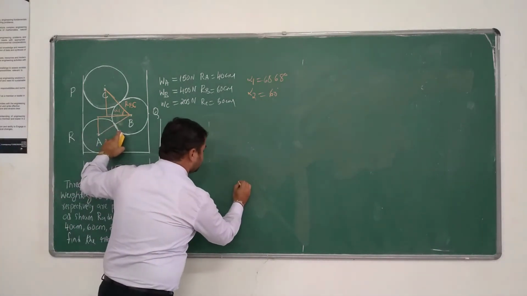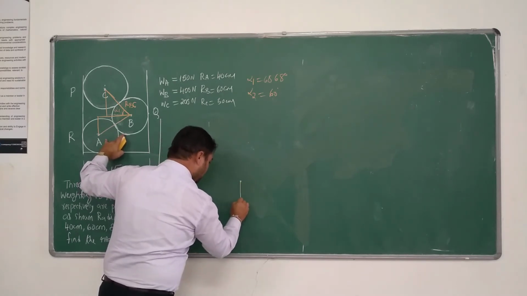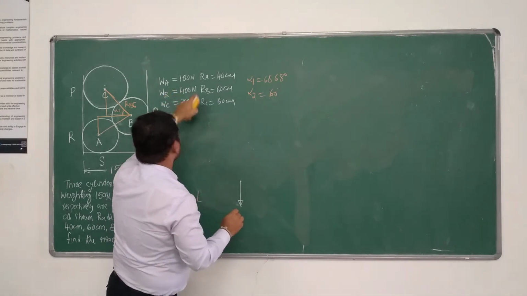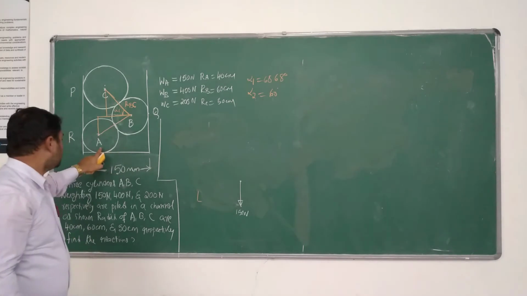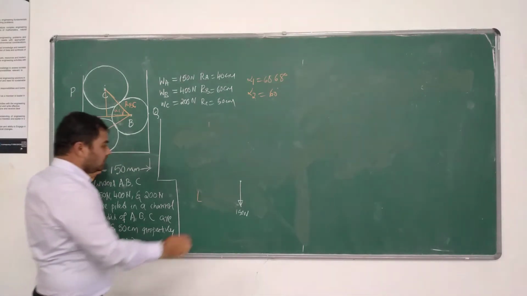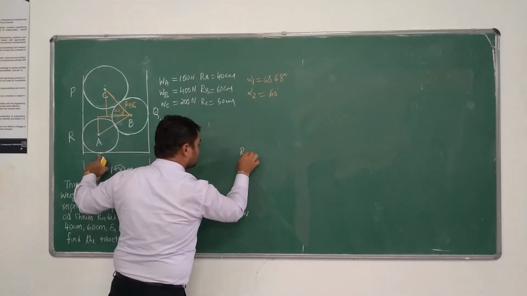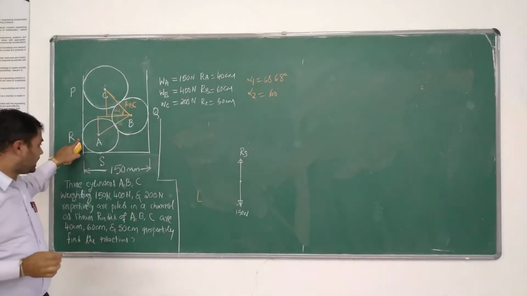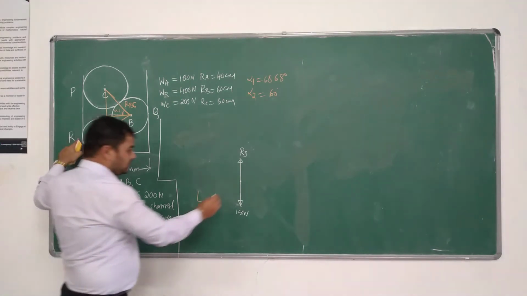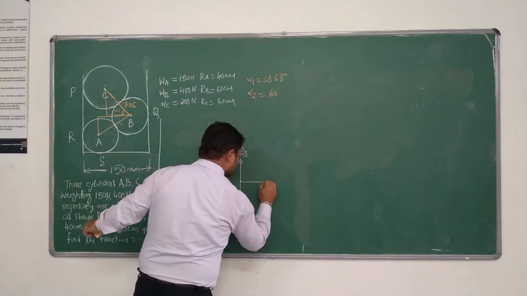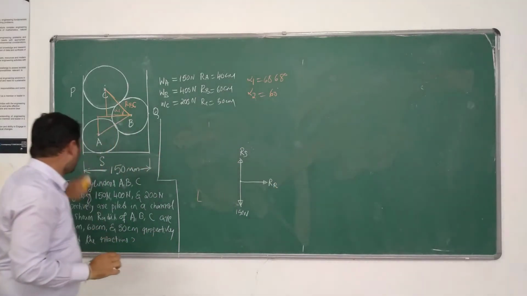What are the forces acting on sphere A? Sphere A has its own weight, self weight, acting in the downward direction. It has a weight of 150 Newton. Sphere A has a contact point S, so there is a reaction acting vertically upward, say R S. Then it has a contact point R, which is acting from left to right. We call this the reaction at the contact point R.